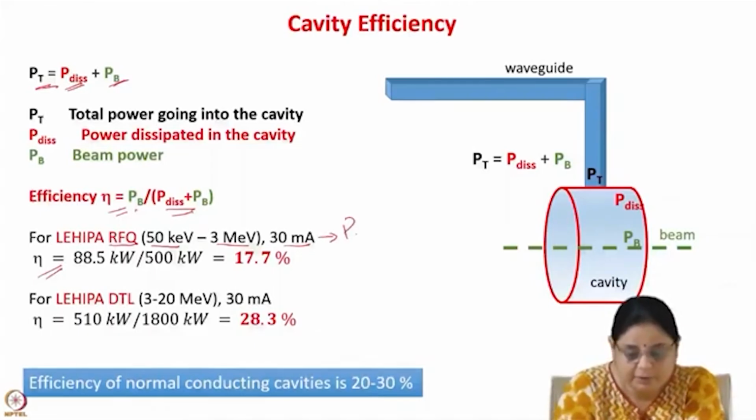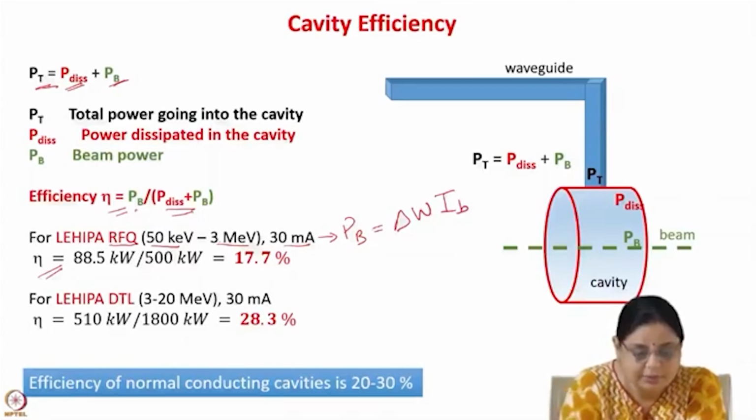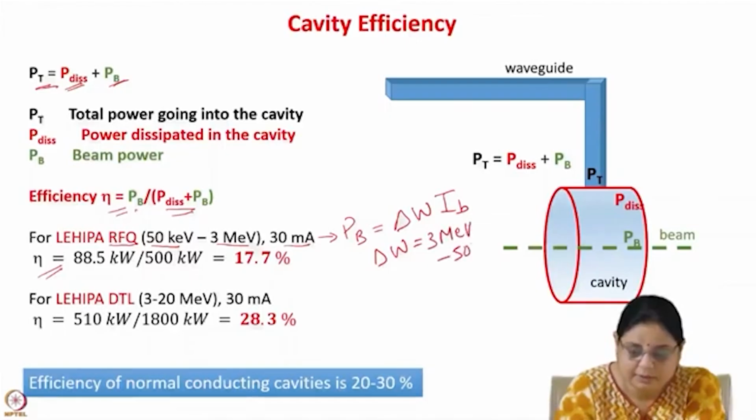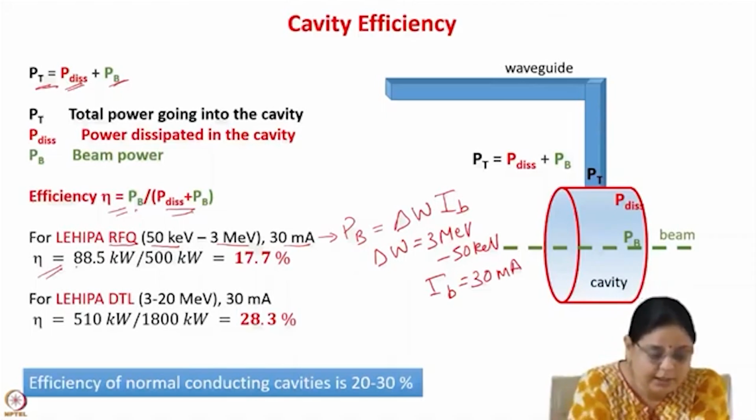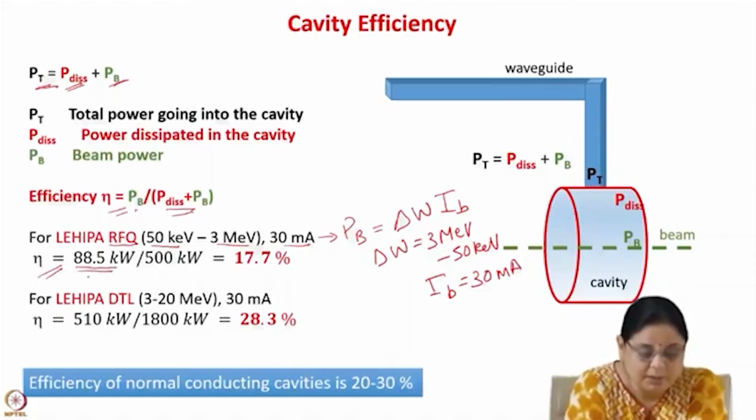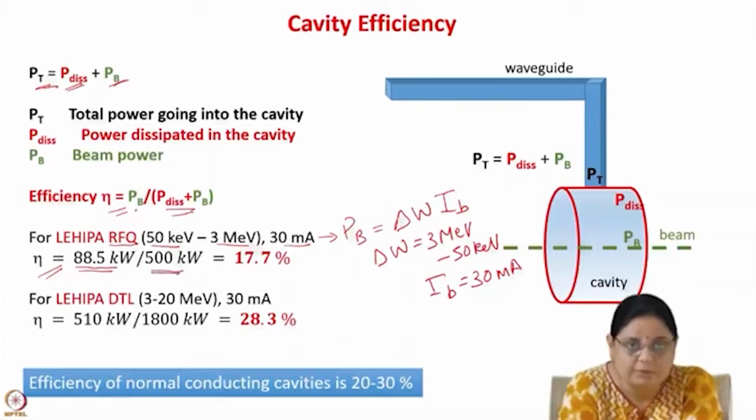Now beam power, as you know, is delta W times the beam current. Here delta W is 3 MeV minus 50 keV, and the beam current is 30 milliamperes. If you multiply these, you get 88.5 kilowatts. So the beam power is 88.5 kilowatts, and in order to power this RFQ, 500 kilowatts of power is required.